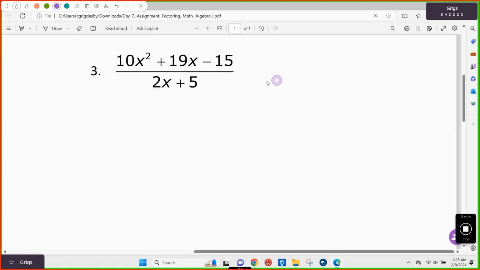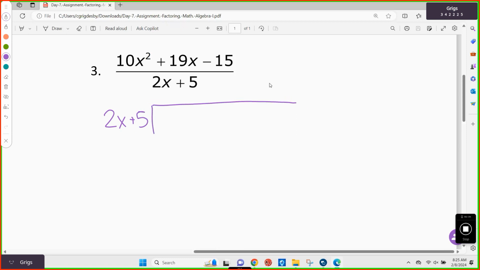Alright, so I'm going to set it up with 2x plus 5 as the divisor. I don't like setting it up that far away, because then I block the board. I'm going to set it up right here. And then I got 10x squared plus 19x minus 15. Alright, set it up like that.